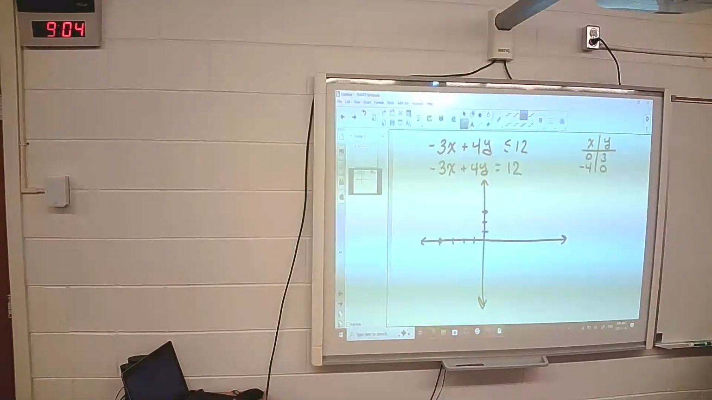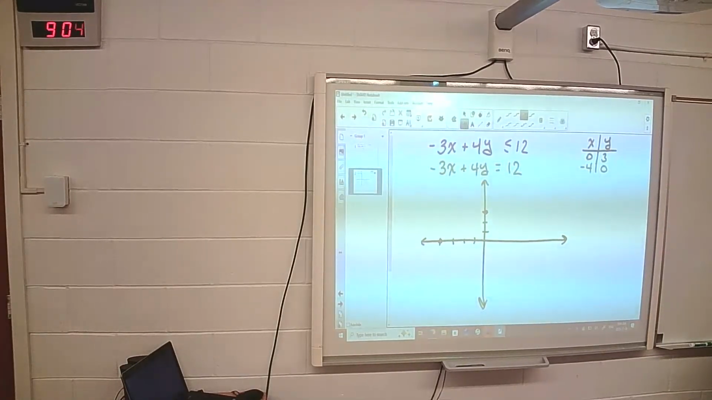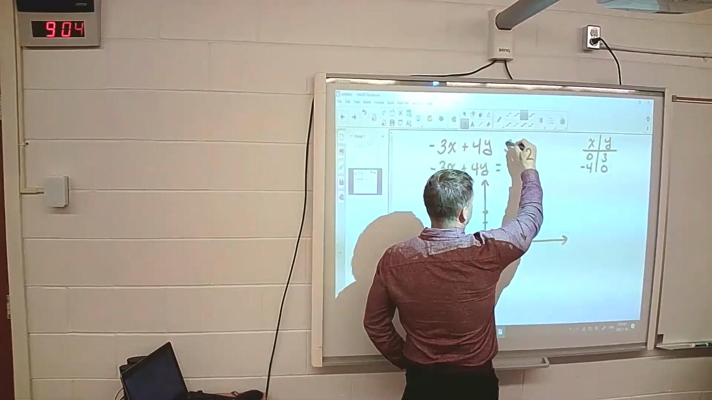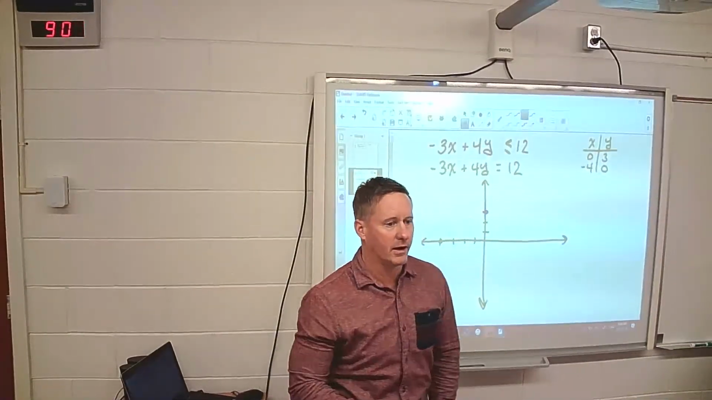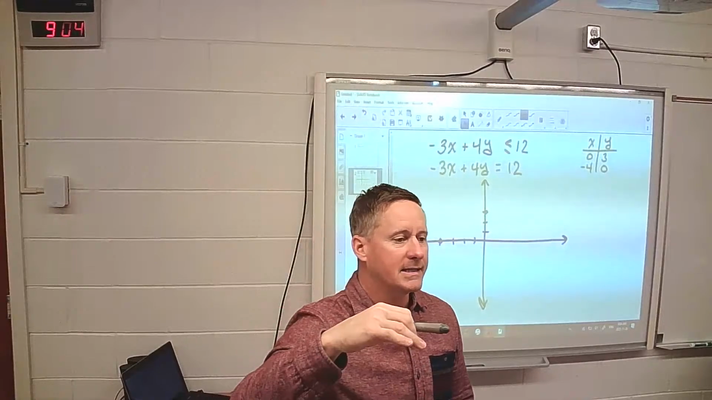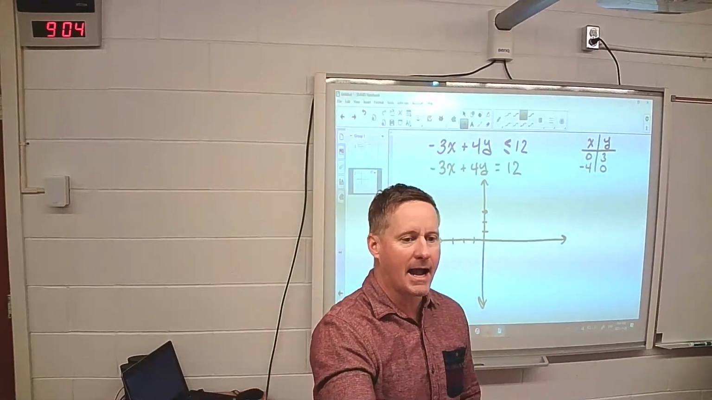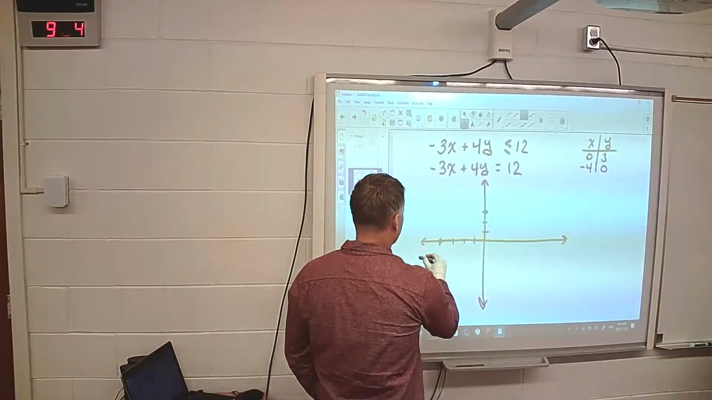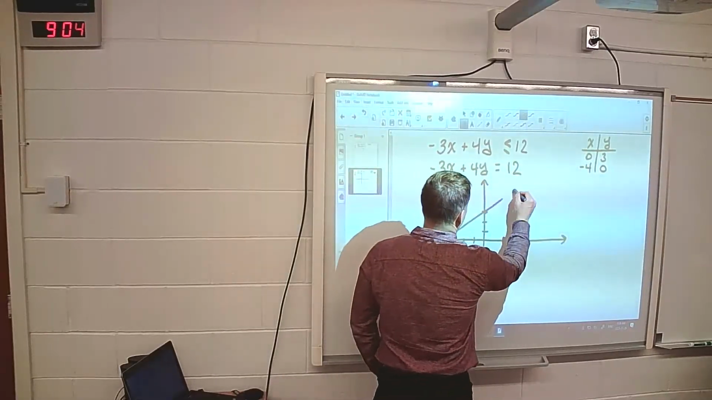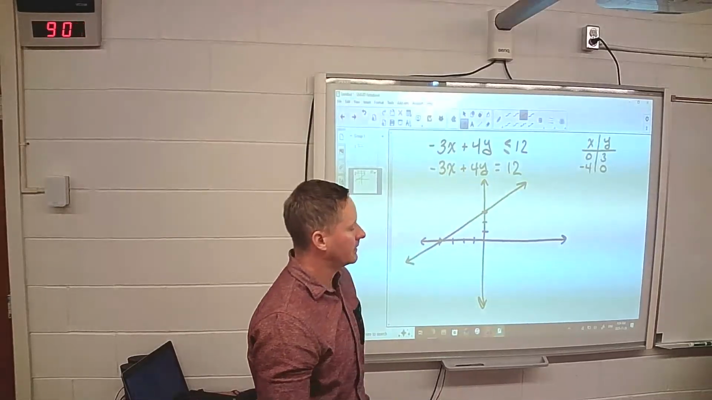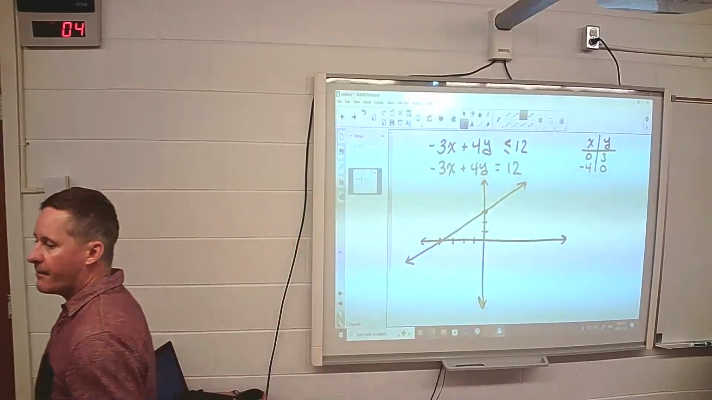Less than or equals to. This line under here indicates that it's less than or equal to. Therefore, it's a solid line, which means that all the coordinates on that line are going to satisfy that equation. So I draw a solid line like this. Okay. So that's method number 1.